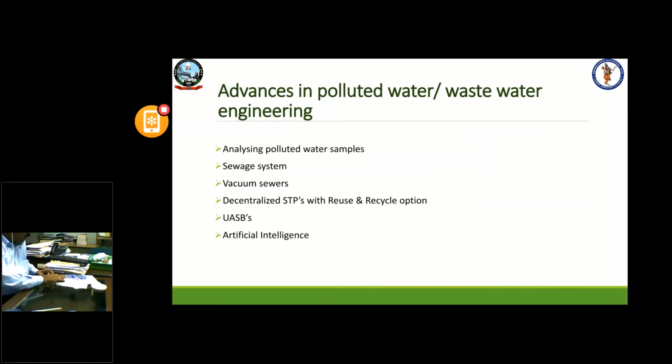You can see the advances in polluted water management or wastewater engineering. About the polluted water, it is 99.9% water. If we remove those pollutants, then the water will be there for 100%. We have to go for analyzing polluted water samples. You have the latest technologies for analyzing the polluted water samples in terms of conventional parameters like pH stability, BOD, COD, and even you can go for trace elements analysis by using atomic absorption spectrophotometers.